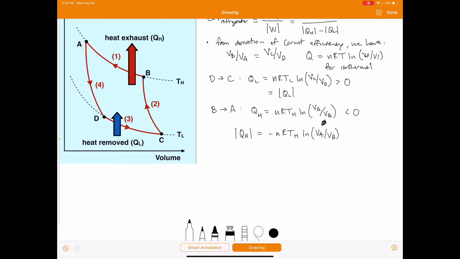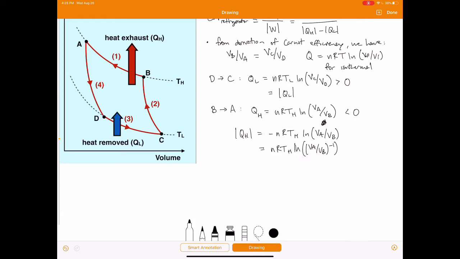And remember that trick I showed you in the last derivation? I can take this negative sign and put it as a power inside of the natural log. So this would be nRTH times the natural log of (VA over VB) to the minus 1.